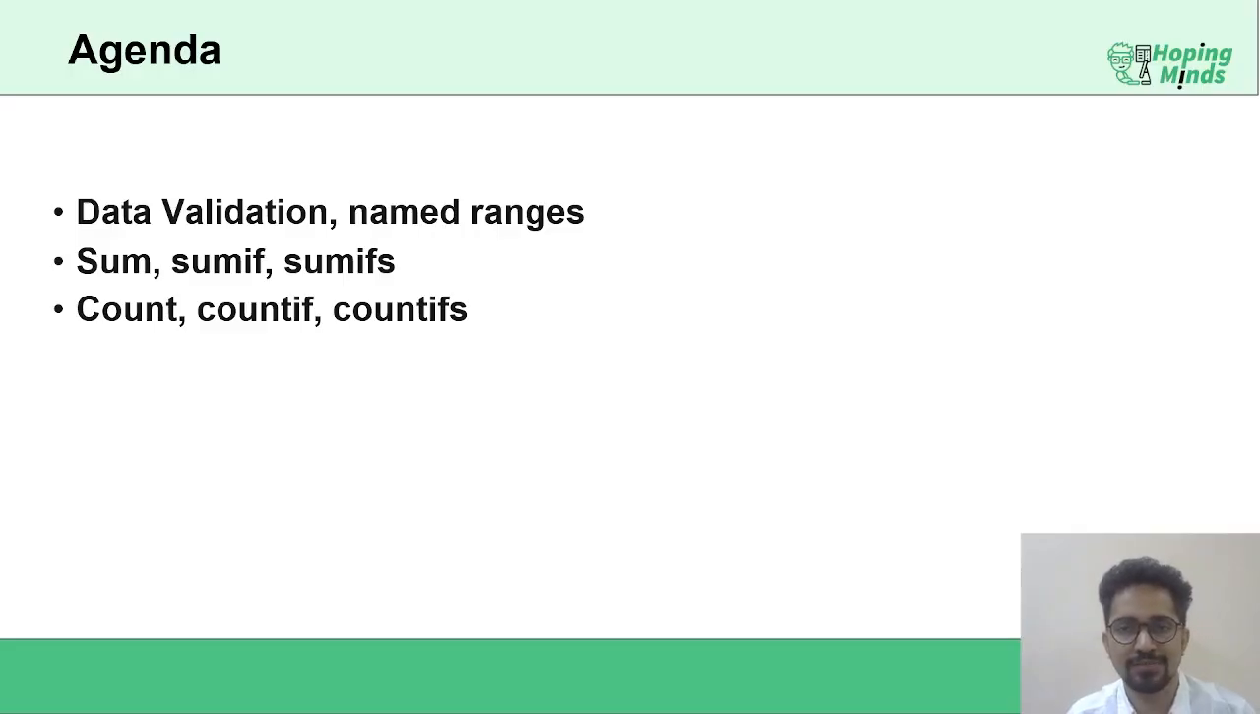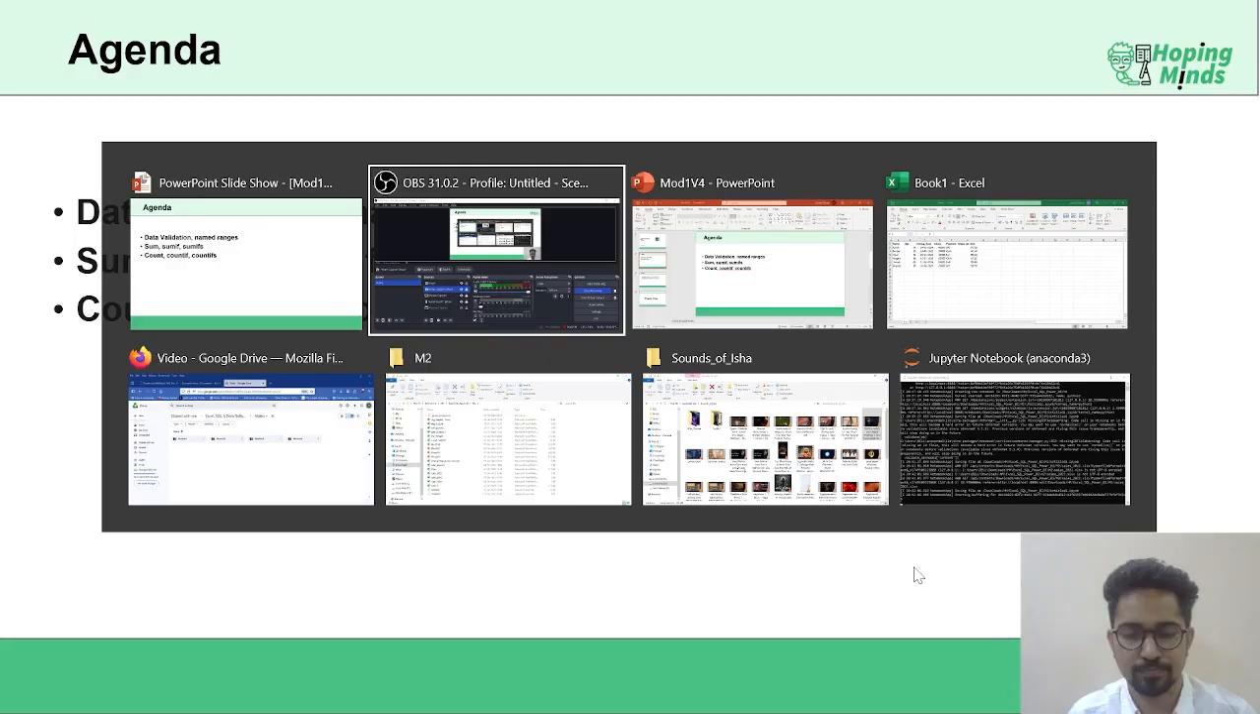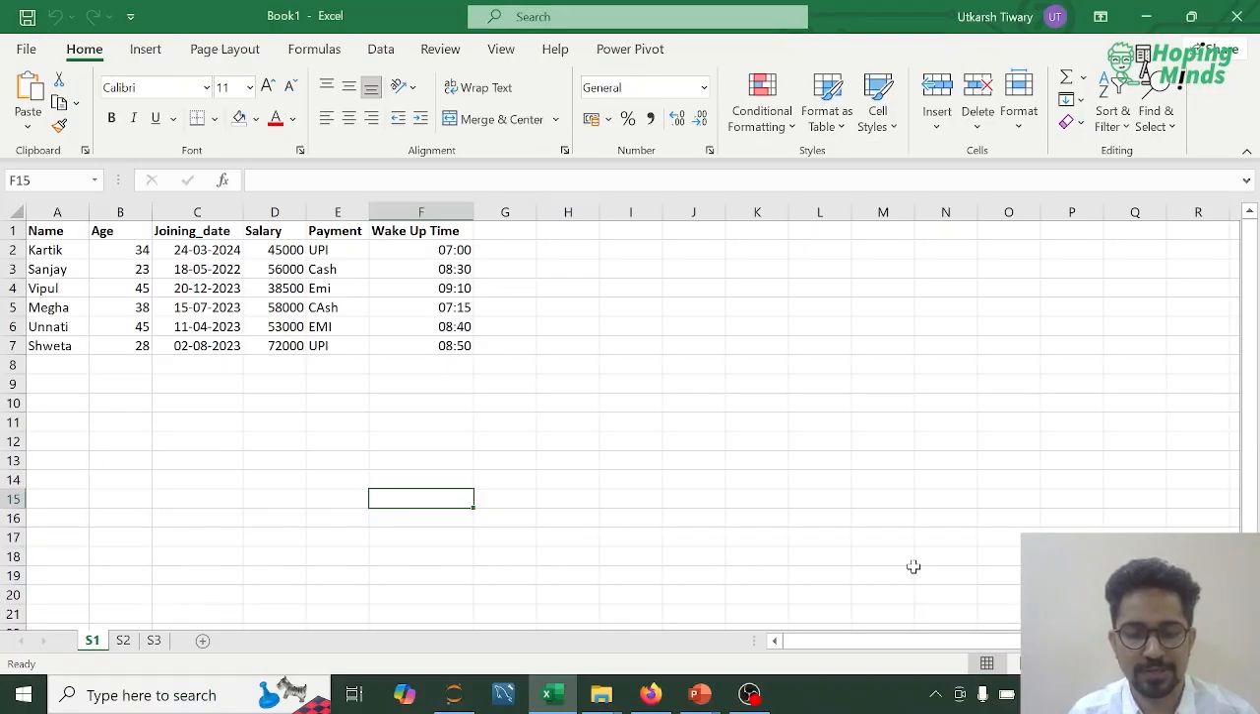So previously we have discussed how to work with VLOOKUP, HLOOKUP, and index and match functions, right? So guys, let's switch to the Excel window. This is the data that we have in Excel. Over here, I have name, then the age column, then the joining date, then the salary. Next, I have the payment, and I also have the wake up time. All right. Let's assume this is also a column.